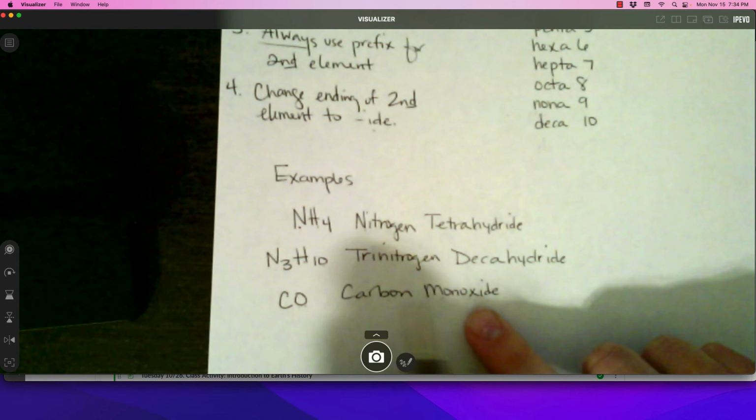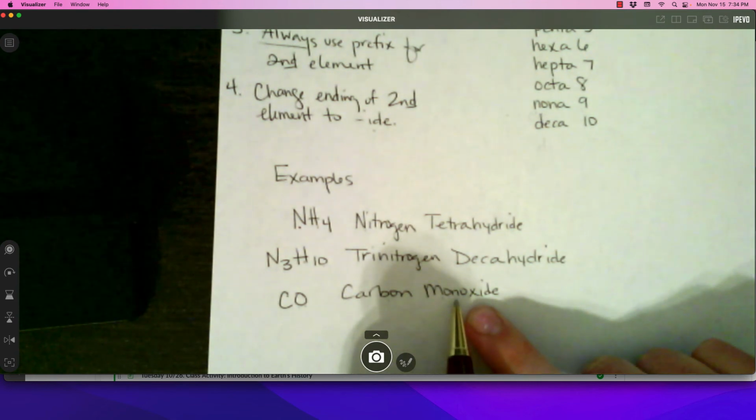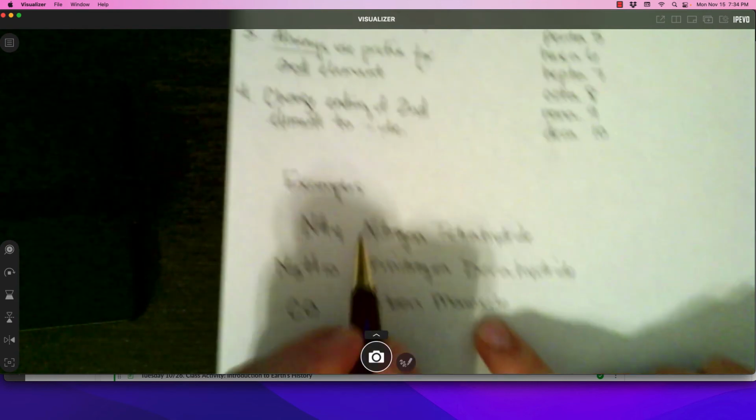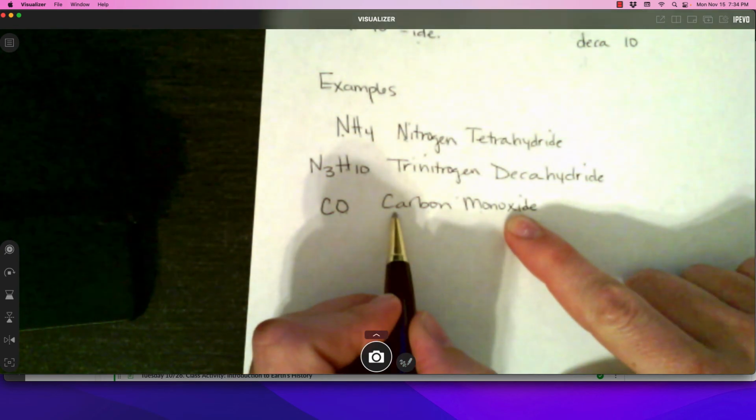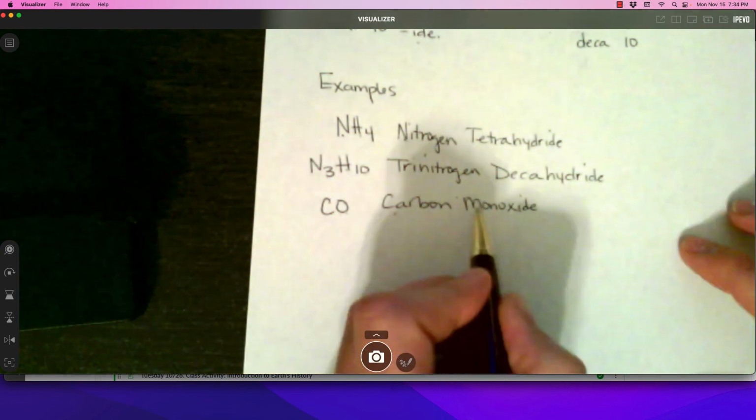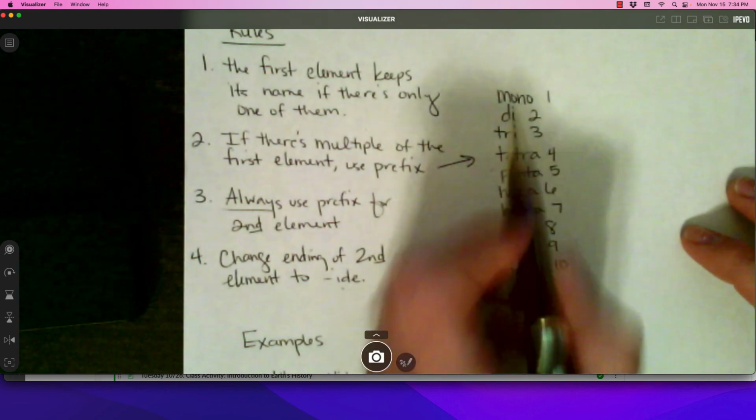So just to compare, single element here, because it's the first element, we did not use mono. Single element here, because it's the first element, we did not use mono. So the mono prefix is only for the second element. And that's all there is to it.